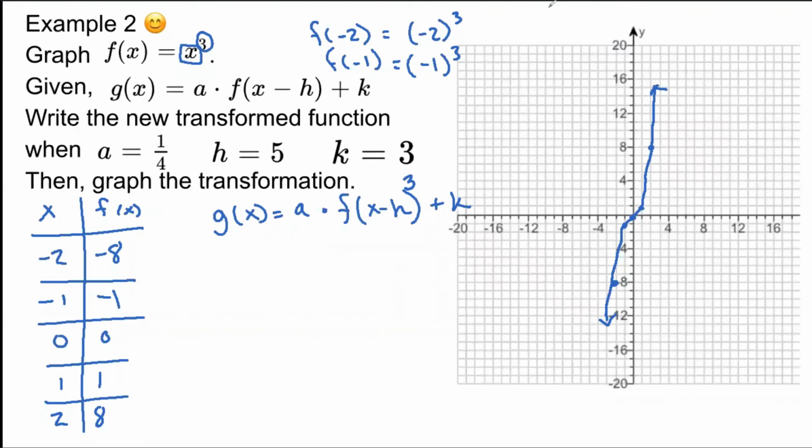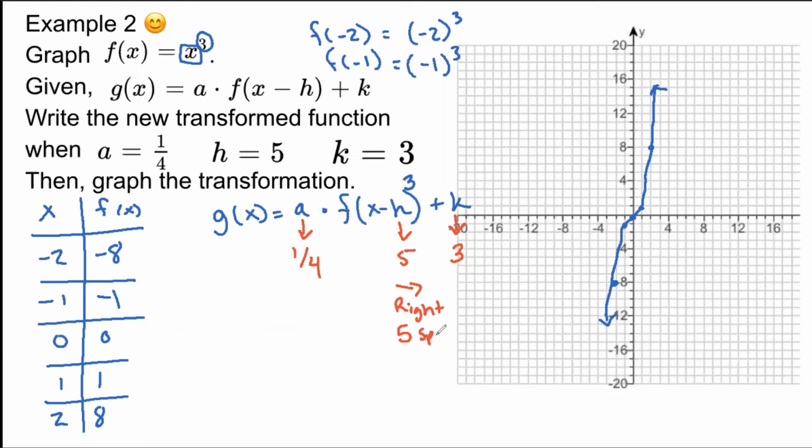Now, let's substitute those values for our parameters. We said that a is 1/4. So this is 1/4. We have an h. H is positive 5. And we have a k. K is positive 3. Okay. If we were to follow order of operations, yes, we would definitely do h first because it's within our parentheses. We do grouping first. However, we already know that h is going to move our function, the entire function, to the right 5 spaces.